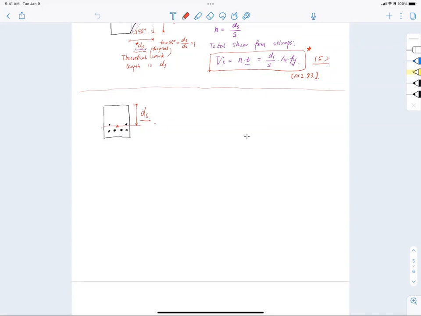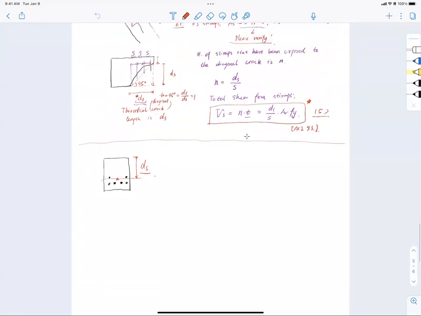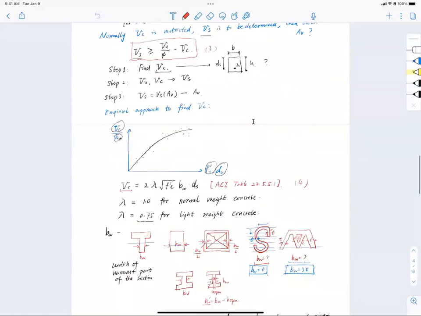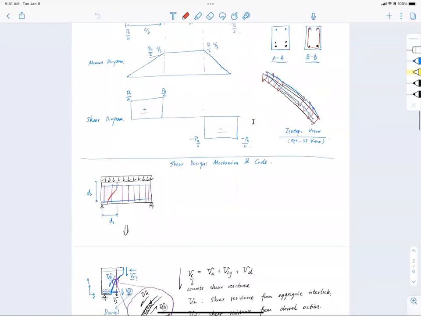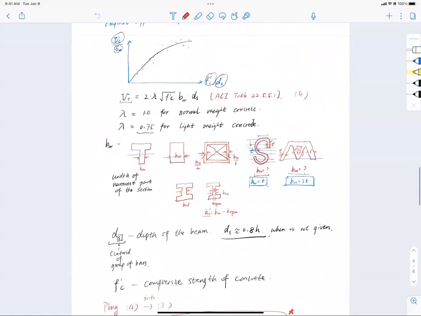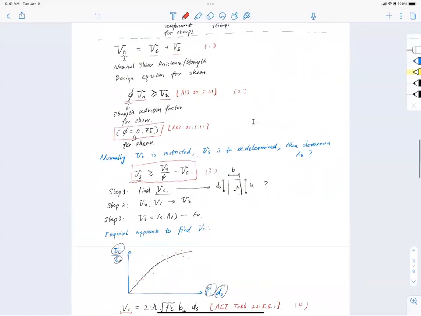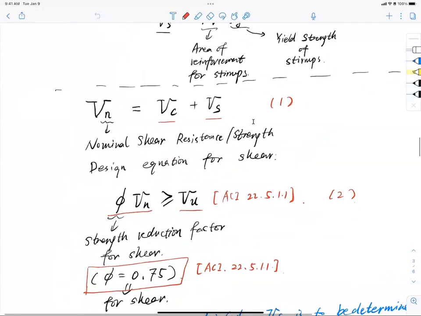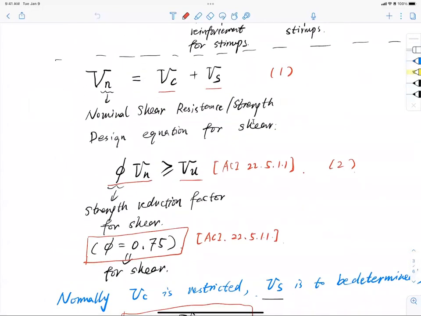Our course today starts with shear design for reinforced concrete structures. So first of all, let's take a look at the shear design. We talked about last week: what is concrete shear? There are two components of the shear in concrete. Last time we talked about how the total shear resistance can be divided into two parts: the contribution from concrete, VC, and the contribution from the steel reinforcement, VS.